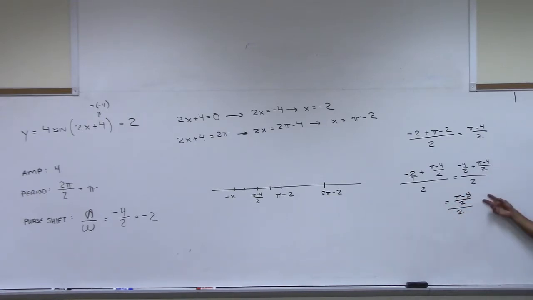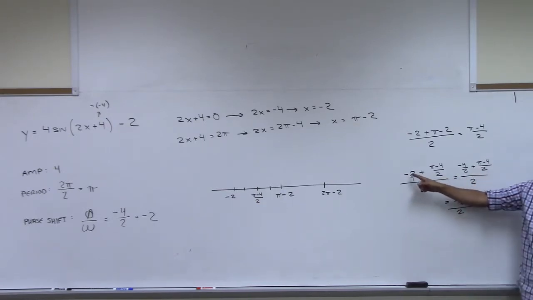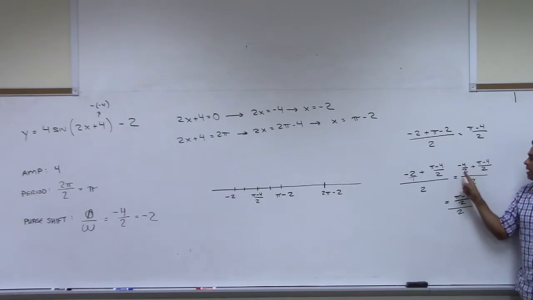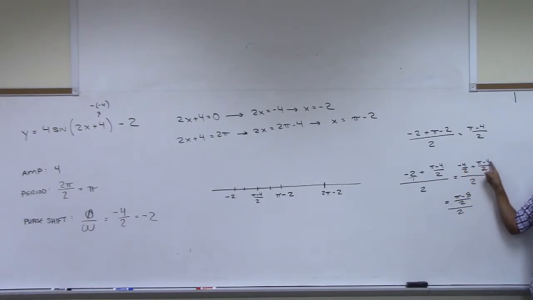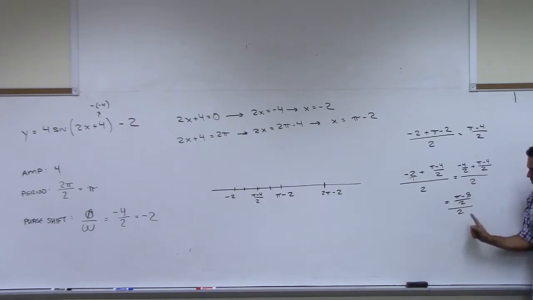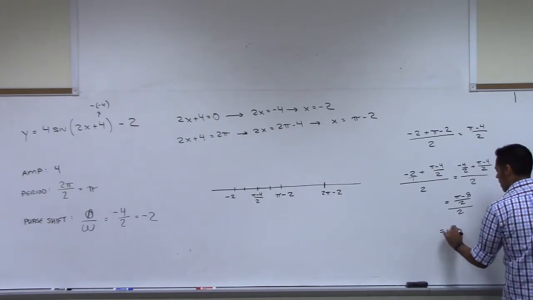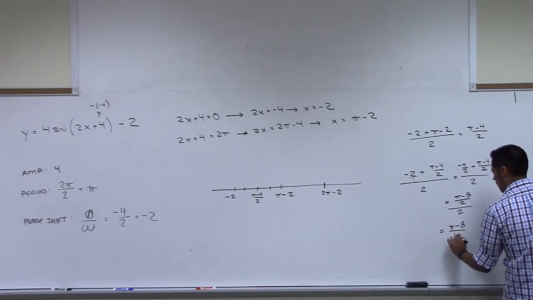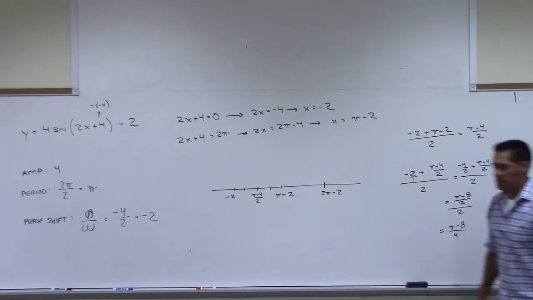Have I lost anyone? Anyone need a hand here? You good? Common denominator, right? You okay with that part? Now I'm just doing negative 4 plus pi minus 4. So the minus 4 and minus 4 is minus 8. I still have the pi. So pi minus 8 over the common denominator 2, but then all of that over 2. So what's this? Pi minus 8 over 4. Okay, that's what goes here.